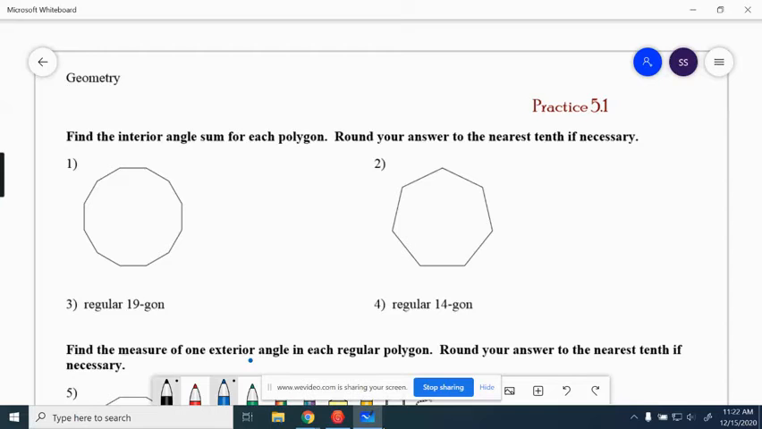Okay, this is Geometry 5.1 practice problems. I'm going to start by writing out some of the formulas that you're going to need. The first one, we have the polygon sum theorem.